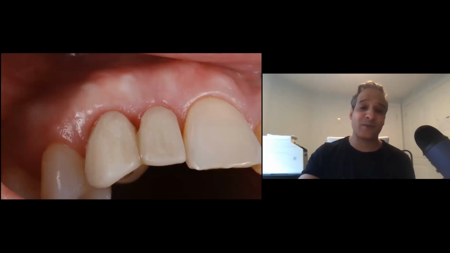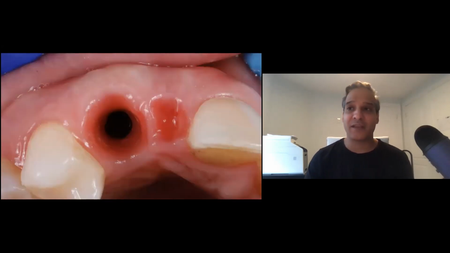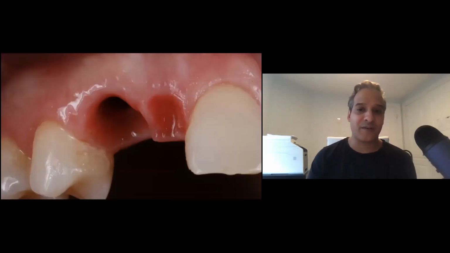And then the best part is when I take off the provisional, look at that nice papilla. Here's a better view. So look at that. This is all just soft tissue and shaping. Okay, so like I said, this is what I give back to the dentist.